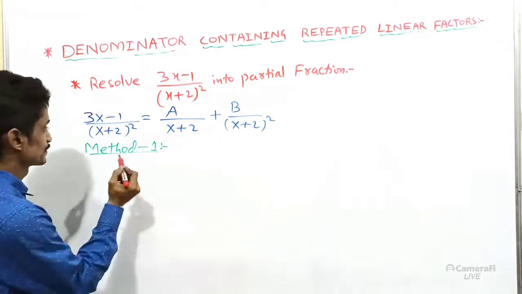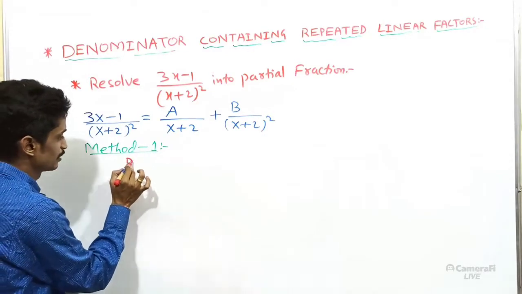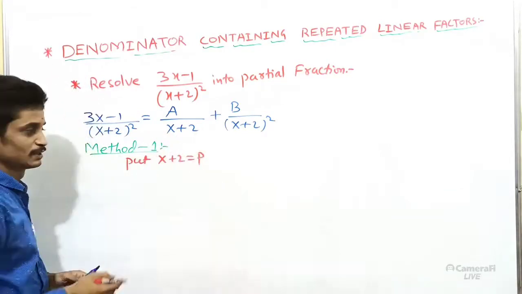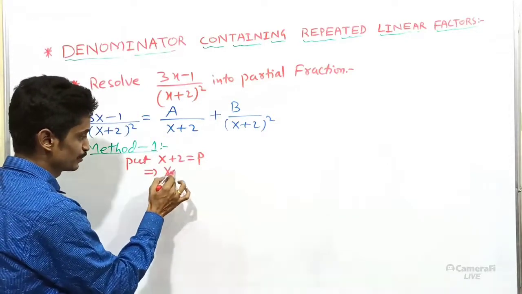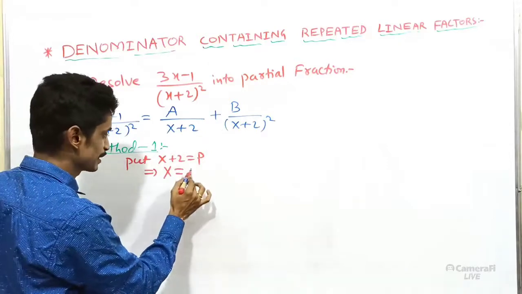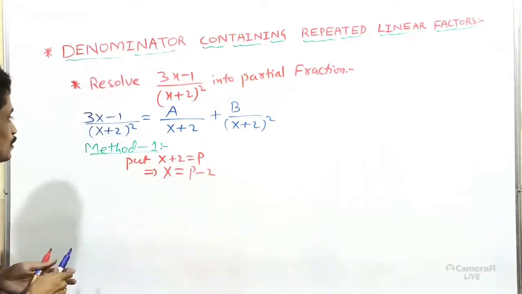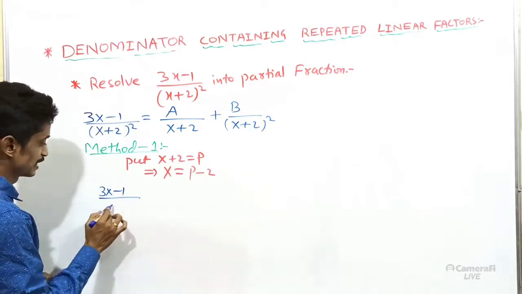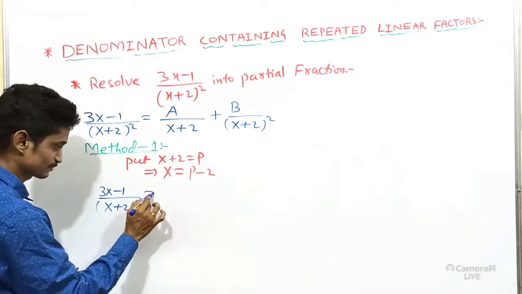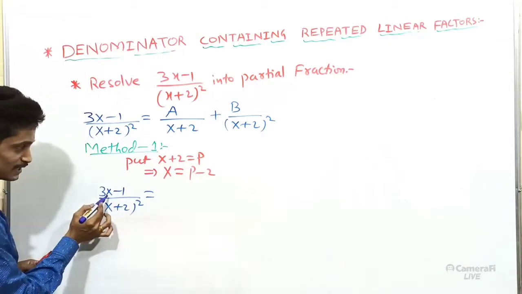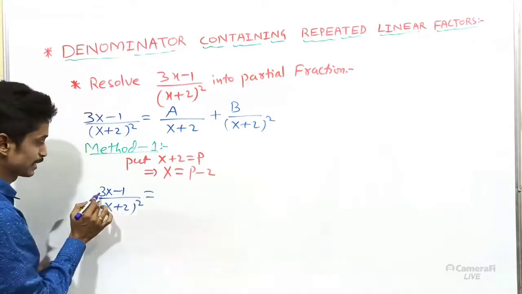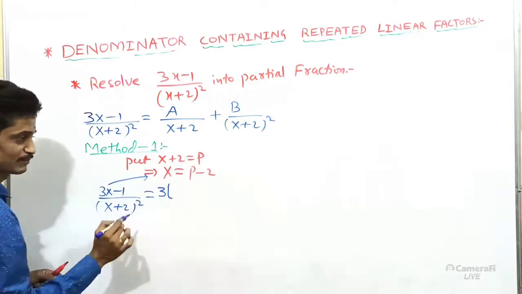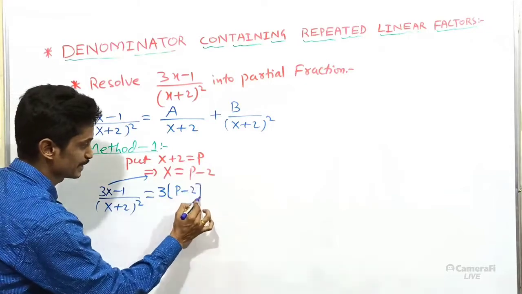Just by replacing some value: the denominator I have is x plus 2. Put x plus 2 equal to p. Then I get the x value by transferring to the RHS side, it means p minus 2. Go to the substitution. So we write (3x minus 1) divided by (x plus 2) whole square. In front you are replacing. Look at the value of x. The x value is p minus 2, so 3 times, and I will write here p minus 2.